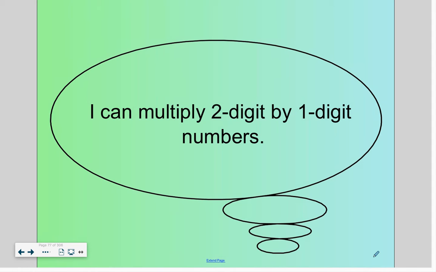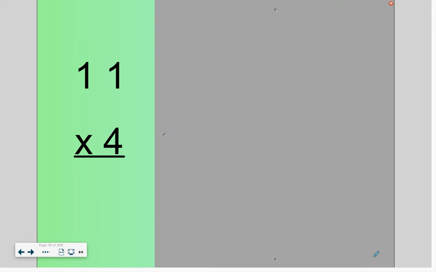Hello. Today we are going to multiply 2-digit by 1-digit numbers. 11 times 4. This is a fact that we've actually learned in class, that 11 times 4 is 44. But take a look as I solve this.